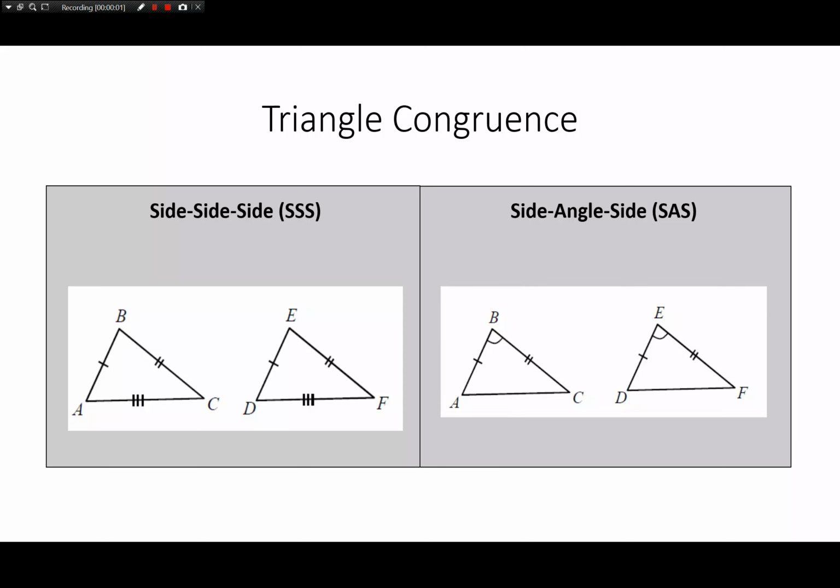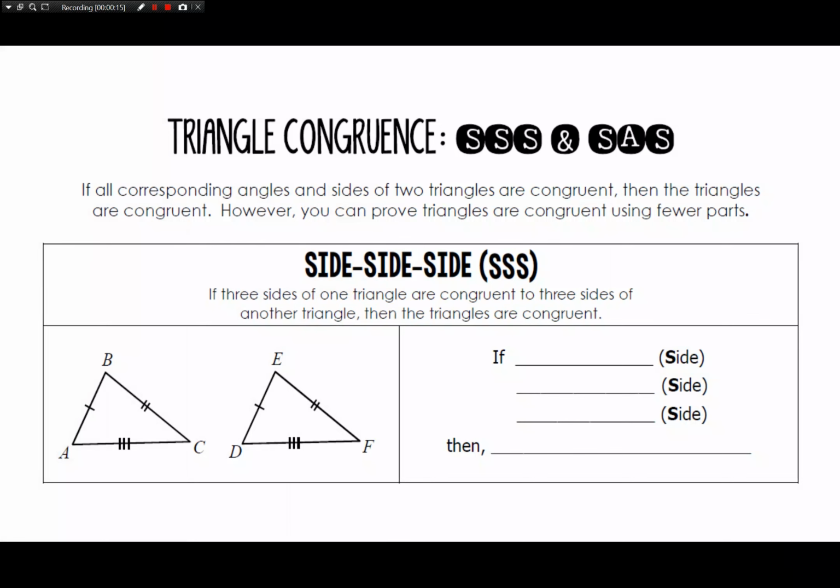Today we're starting triangle congruence proofs. We're going to focus on the side, side, side and side, angle, side triangle congruence theorems today. First off, if all corresponding angles and sides of two triangles are congruent, then the triangles are congruent. However, you can prove triangles are congruent using fewer parts.